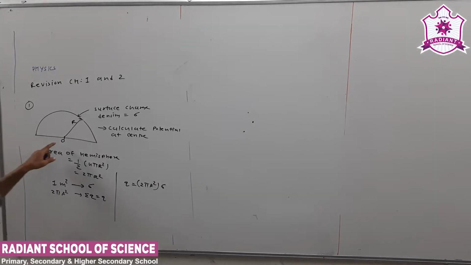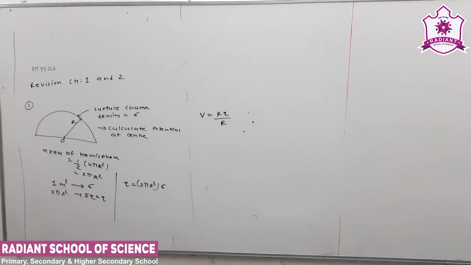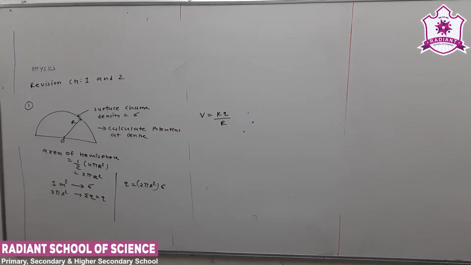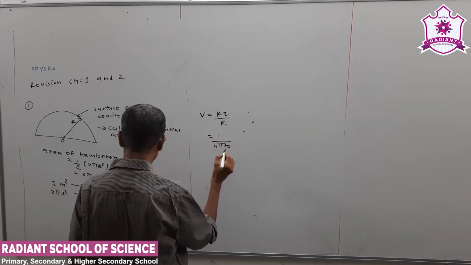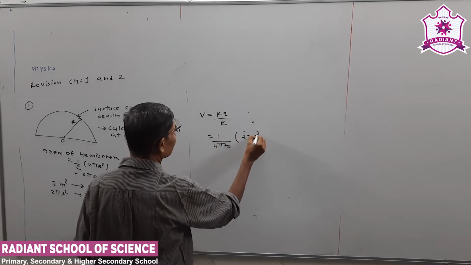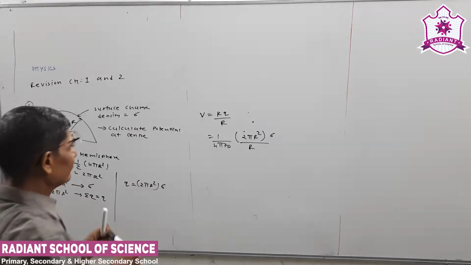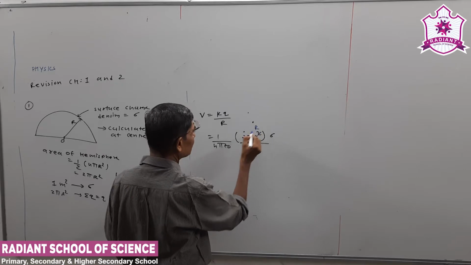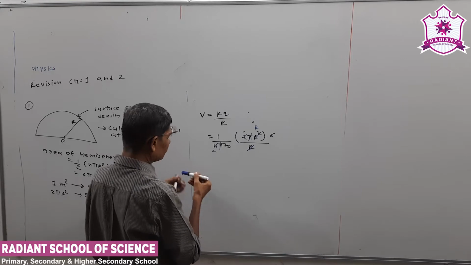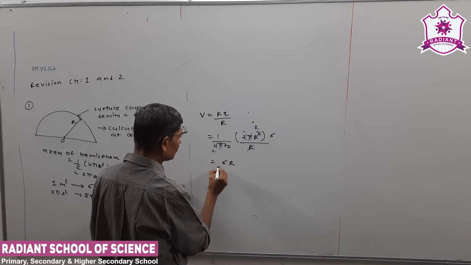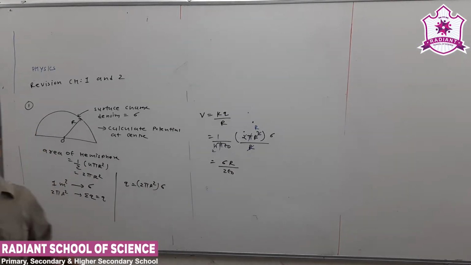Now see the potential at the center. What is the formula? V is equal to kq by r. So now if I substitute the value of k as 1 upon 4 pi epsilon 0, and q as 2 pi r square into sigma, r is the radius. Now if we simplify, this r will get cancelled, pi will get cancelled, 2. So what is left now? Sigma r upon 2 epsilon 0. So this is how we can calculate the potential at the center of the hemisphere.